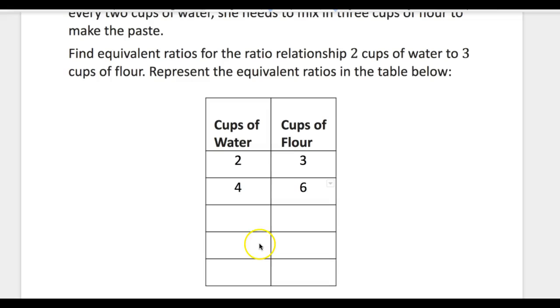Now, if we were to continue this ratio, what would the numbers be that you put inside here? If we needed to make an additional batch, so 3 batches, and then 4 batches, and then 5 batches, what would the numbers be that fit in here?